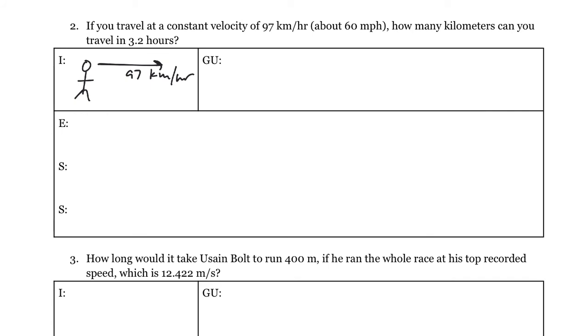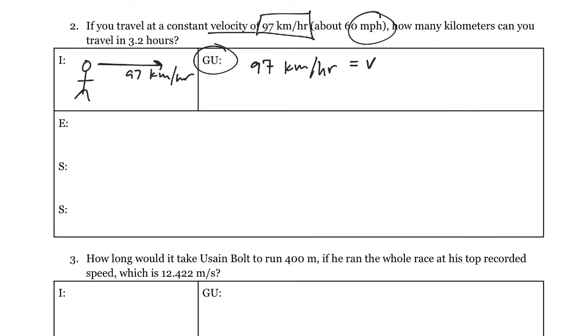So we're going to go ahead and do our givens and unknown over here, where we write down everything from the problem that we know. So let's go ahead and scan through, look for numbers. The first number I see is 97 kilometers per hour. And it says it is a constant velocity. So we're going to make that equal to v. And we don't really need the 60 miles per hour. You could use it to find out how many miles you can travel, but here it's just extra information to give you a little bit of context on what 97 kilometers per hour means.